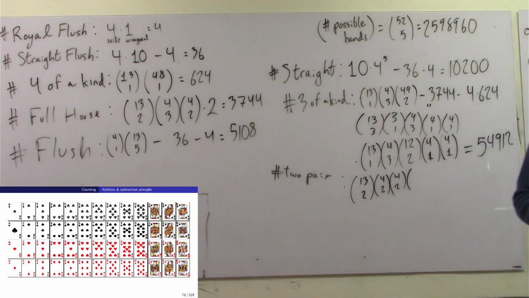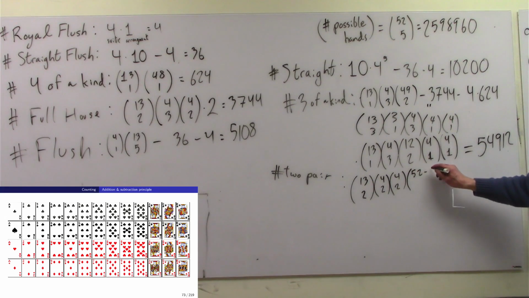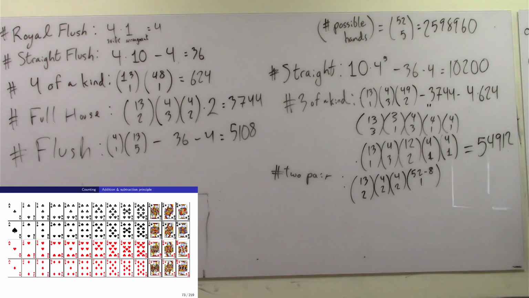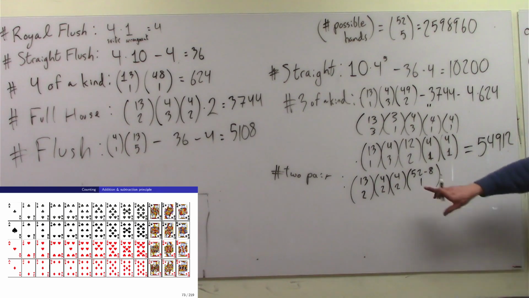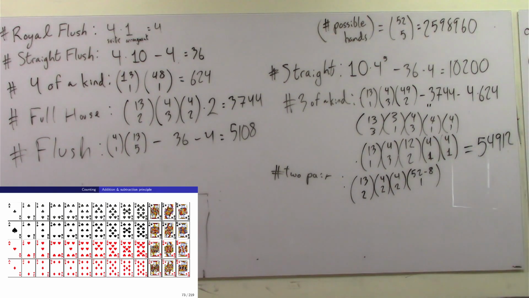I'm bad with words. And then, absolutely, 52 minus 8. Choose 1. We choose 1 more card. Doesn't matter which one it was, so long as it wasn't from our chosen pair. That is the important part here.